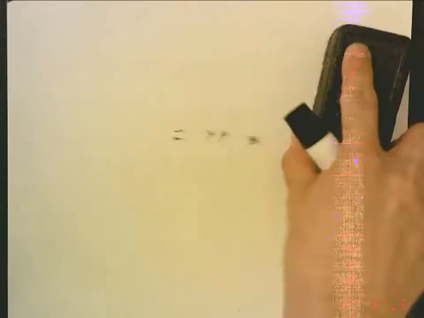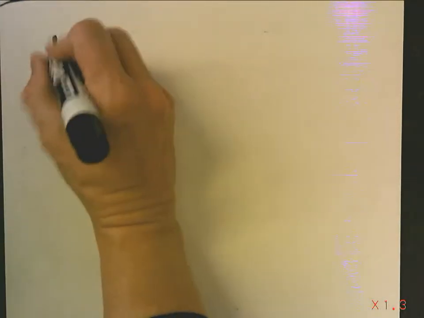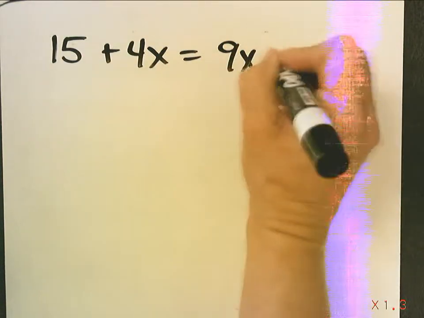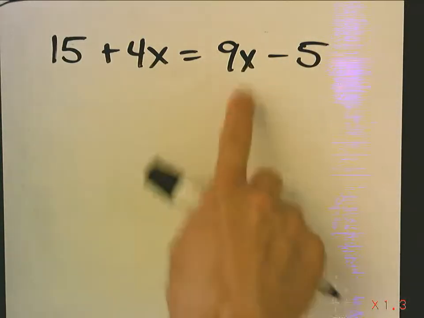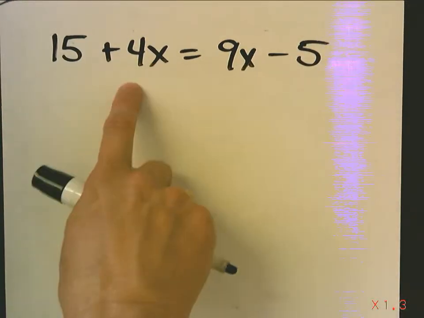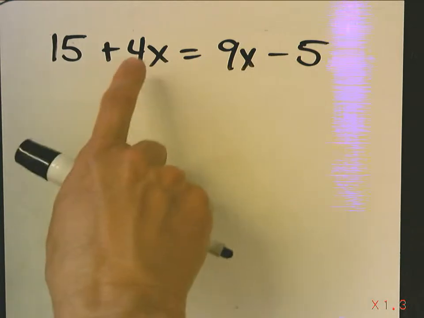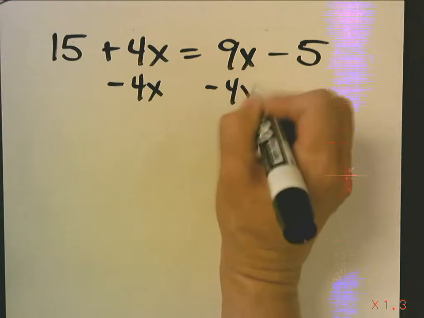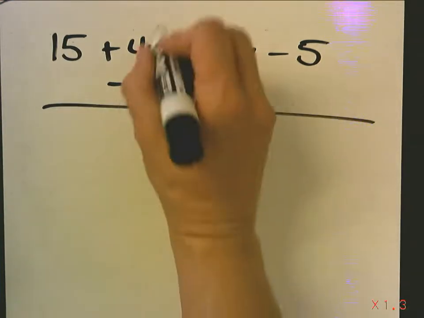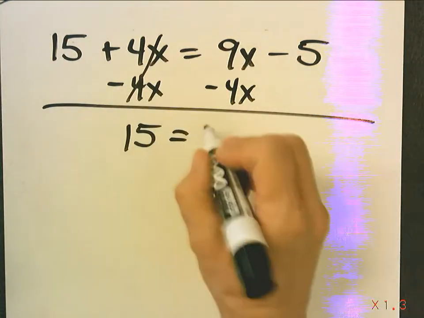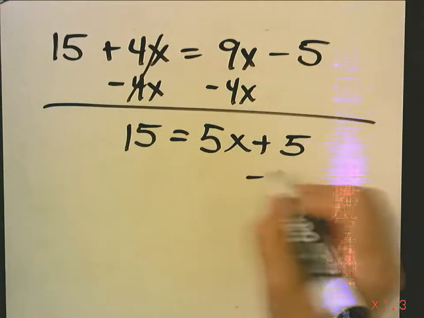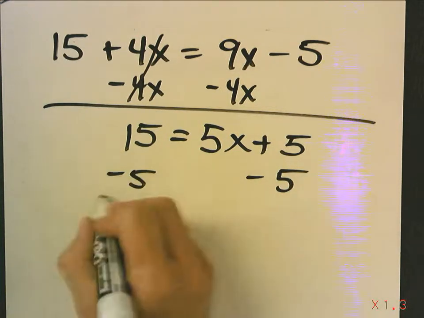Okay, let's try another one. We have 15 plus 4x equals 9x minus 5. Now again, I could subtract 9x from this side and 9x from here, or I could subtract 4x from both sides. I am going to subtract 4x from both sides because I like to keep my variable positive. Now that's my personal preference. You could have subtracted 9x from both sides, but now I'm going to subtract 5, subtract 5.